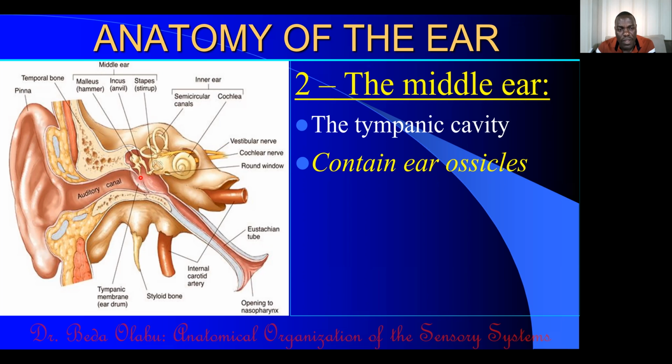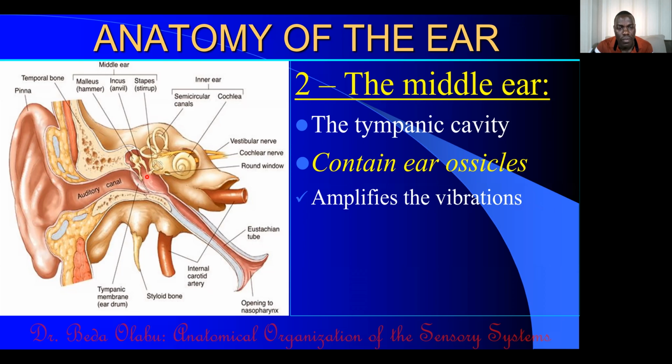What's the purpose of these bones? Basically, as vibration passes through the ossicular chain, it amplifies the vibrations. So the purpose of the ossicular chain is to amplify the vibrations.